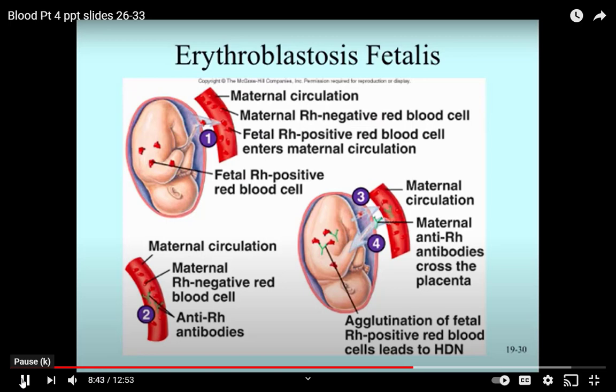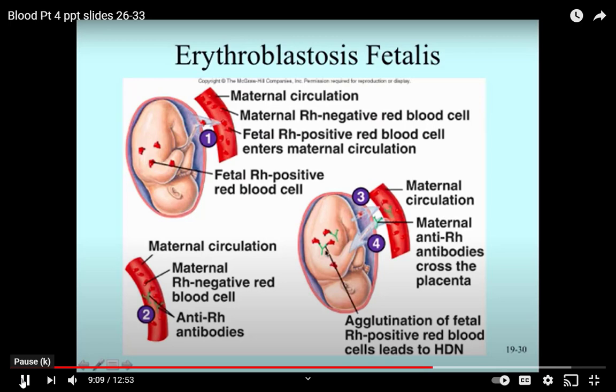Then if she goes on to have another child and she's sensitized to Rh, she has antibodies to Rh, that can cause problems in the newborn and cause clumping and death. It's called erythroblastosis fetalis, when the mother's antibodies, which can cross the placenta, attack the baby's red blood cells and cause an agglutination reaction.